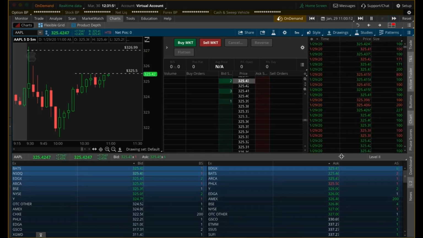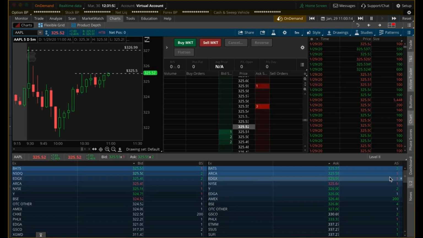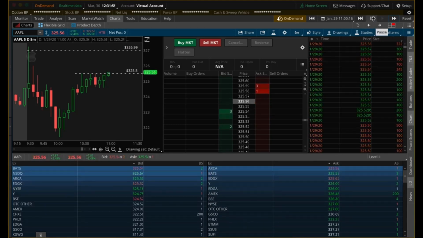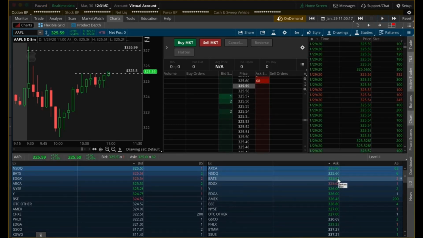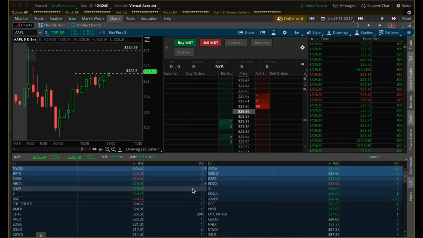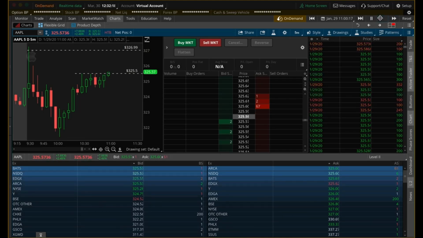So watch 325.50. You see a 31 briefly, and then boom, we break through that level on the level 2. Let me pause it. We break through that level on the level 2. That 325.50 didn't show us any strength at all. We just broke right past it. So now we're above 325.50 on the bid size. We're not strong yet, and you still have a big seller here, but watch what happens when we take over the seller. It almost breaks through easily.